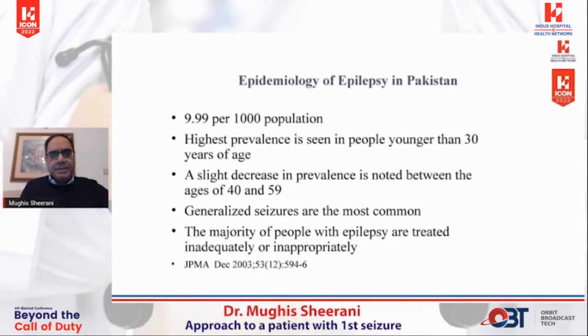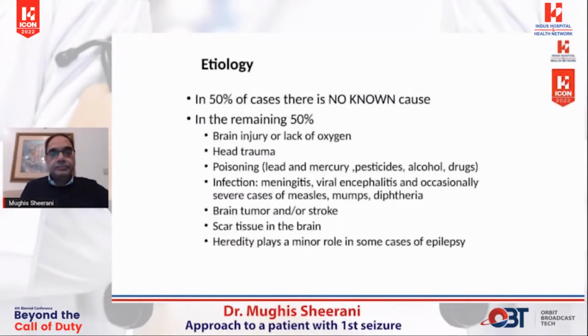This is just the epilepsy epidemiology in Pakistan, which is about 1%, very high incidence of epilepsy in Pakistan, and generalized seizures are more common. Now, if you have isolated one seizure, there are causes that can cause seizures, and that needs to be evaluated, including brain injury, head trauma, poisoning, infections, brain trauma like strokes, brain tumor, scar tissue, which is sometimes called scar epilepsy, and that needs to be checked, and that needs to be evaluated.